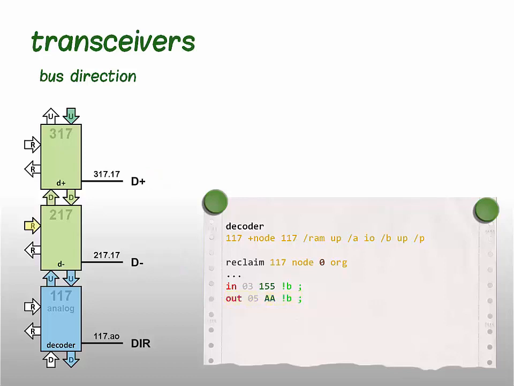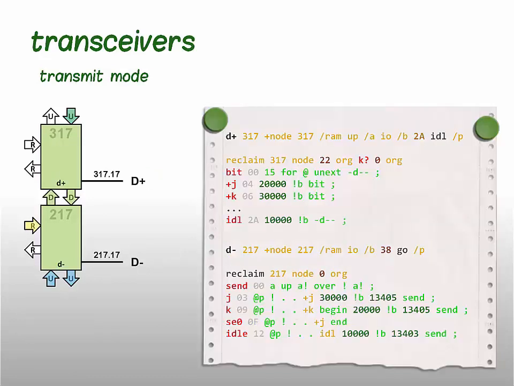Let's see how transceivers work in transmit mode. There's word bit in node 317. This word contains 4 micronext loop that fetches 16 times from up port. This takes 16 clock periods, which is length of 1 bit. Then we jump back to down port.